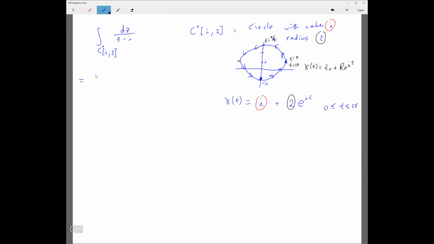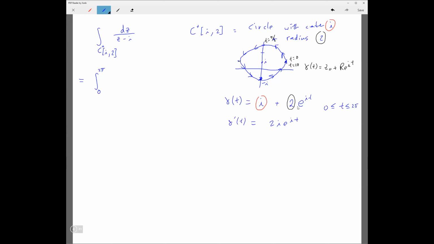So the integral, okay, what are the limits going to be of integration if we're using this parameterization? 0 to 2 pi. Exactly, 0 to 2 pi. Okay, and also what we're going to need is we're going to need gamma prime of t. That's 2i e to the it.